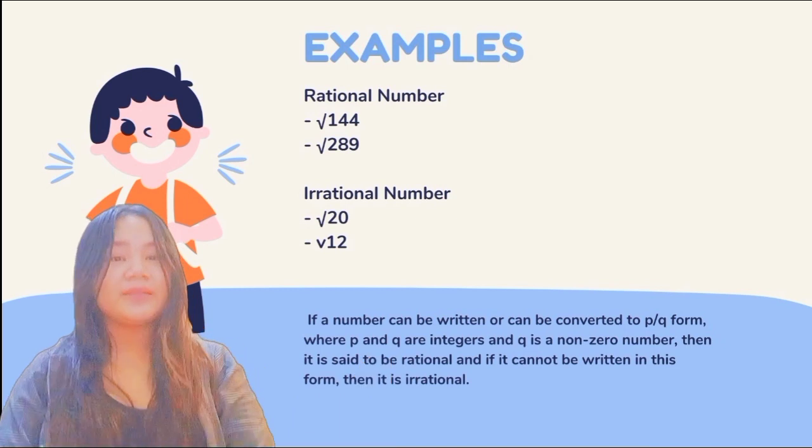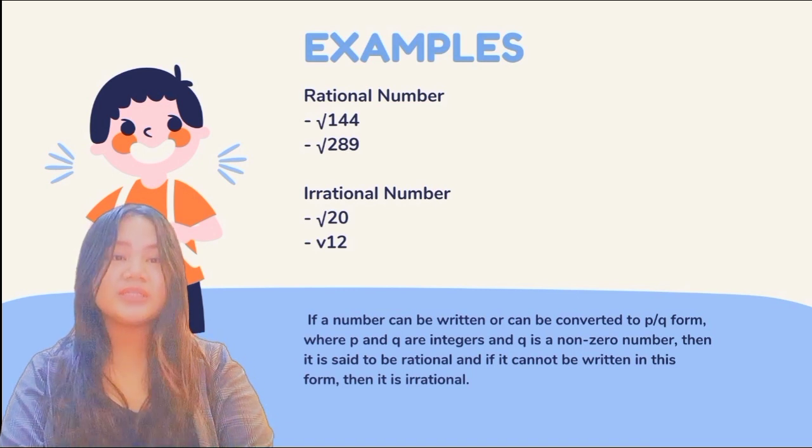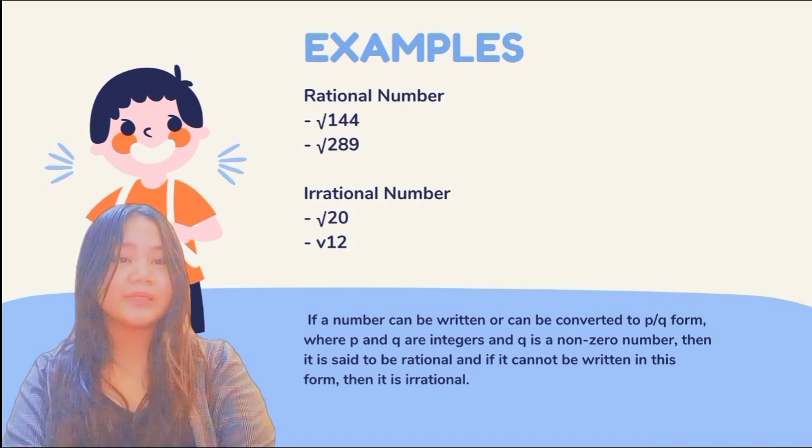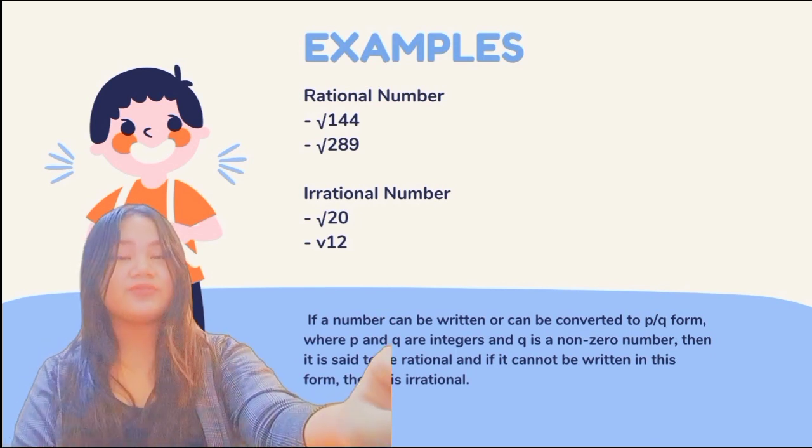If a number can be written or converted to p/q form, where p and q are integers and q is a non-zero number, then it is said to be rational, and if it cannot be written in this form, then it is irrational.